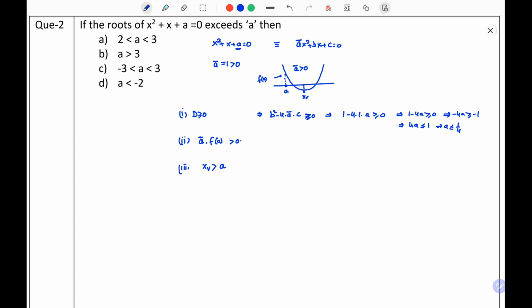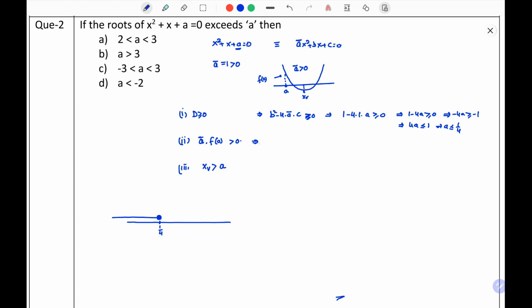On the number line, if we mark it, this is the point 1 by 4. We have the solution, which is minus infinity to 1 by 4, and 1 by 4 is included, so we use the dark circle.